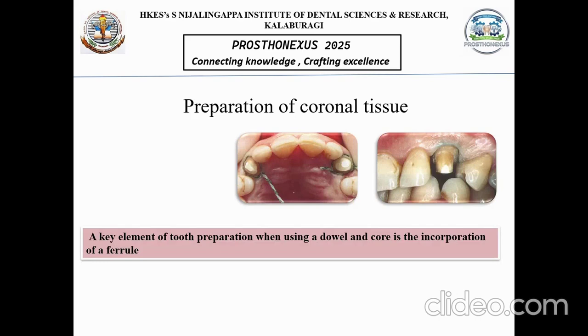preparation of coronal tissue. It is a key element of tooth preparation when using a dowel or a post, and core is the incorporation of a ferrule. Now this ferrule is nothing but, in simple language, a groove given in the coronal part to prevent any rotational movement of your dowel along with your core.